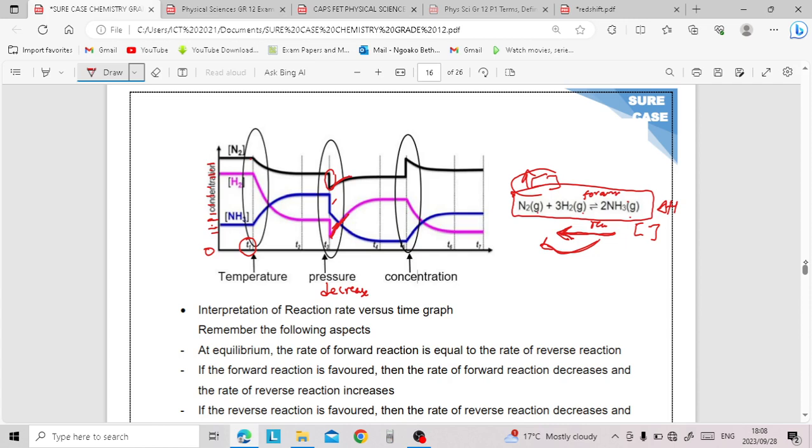But for this one, there must be a decrease in NH3, which is the blue line here. That's why it is decreasing here. The spike shows what happened to the factor, which is pressure. If you see the lines going down, then there was a decrease in pressure. But after a decrease in pressure, which one is favored? Which line is favored?